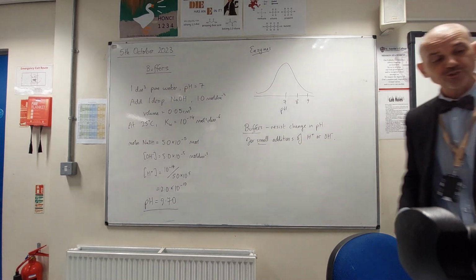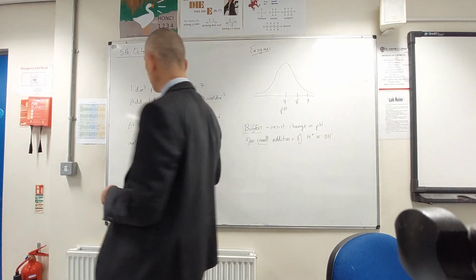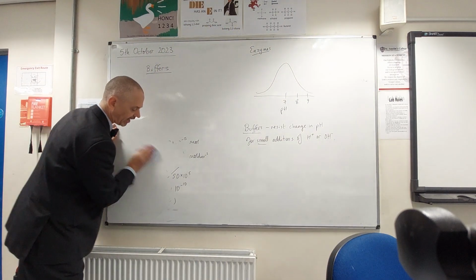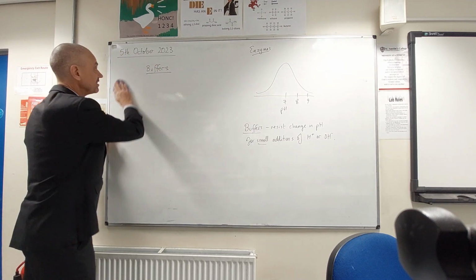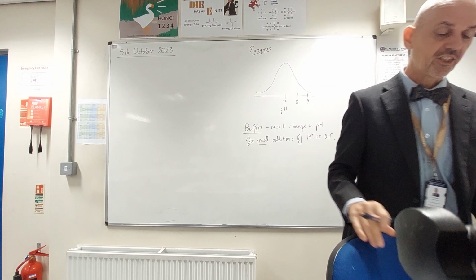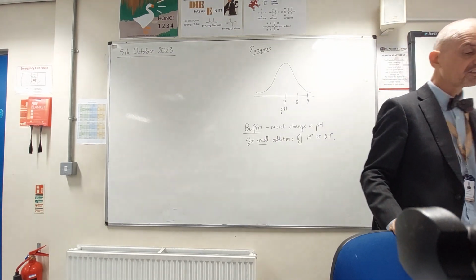And there are lots of natural systems which are buffered. Blood is buffered. Seawater, interestingly, has buffering chemicals. And the cytoplasm of cells is buffered. So again, the pH stays within very, very tightly controlled parameters.